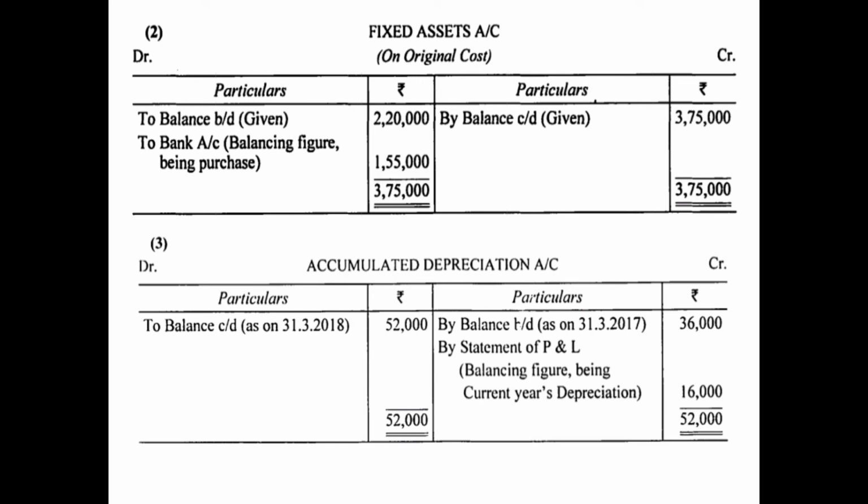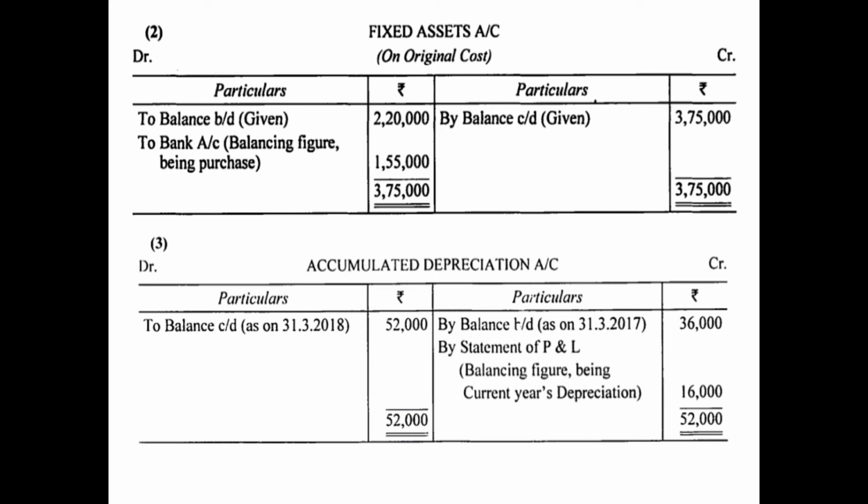And if we are putting something on the debit side, that means the asset would have increased. So we have assumed this balancing figure of 1,55,000 as the purchase of fixed asset, and we have shown it as 'to bank', balancing figure being purchase, 1,55,000. This purchase is a cash outflow because fixed asset is being purchased and money is being paid in return, and therefore it will be deducted under the investing activities.